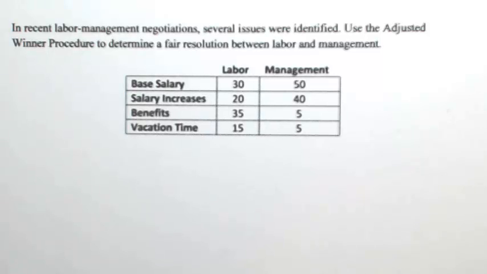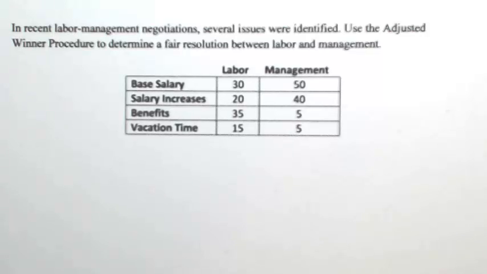In recent labor management negotiations, several issues were identified. Use the adjusted winner procedure to determine a fair resolution between labor and management. So with the adjusted winner procedure, the first thing that happens is that each party gets 100 points to distribute to the items. So that's already been done for us.